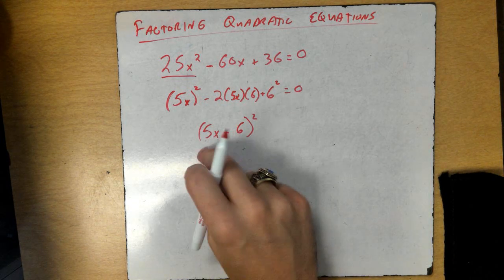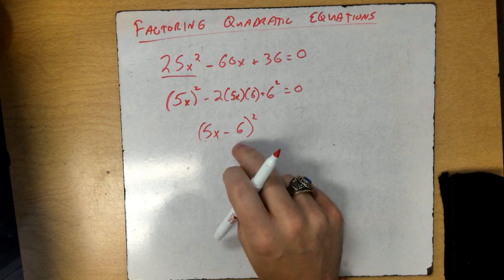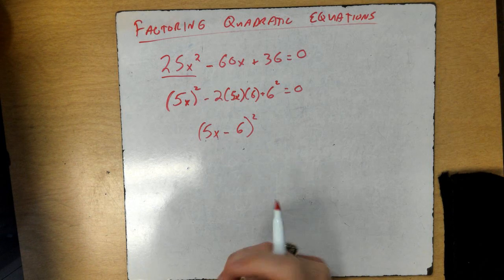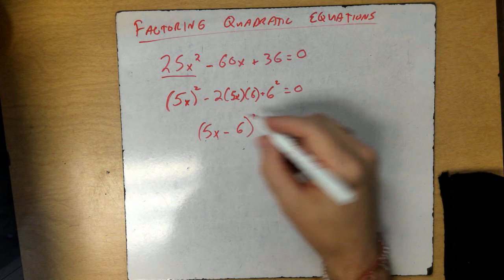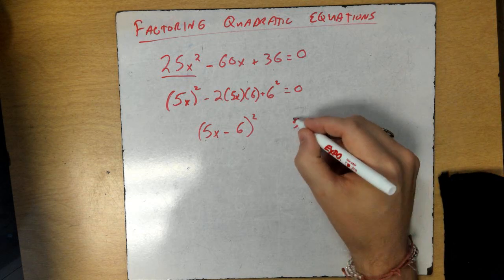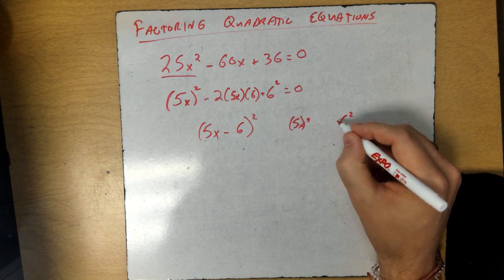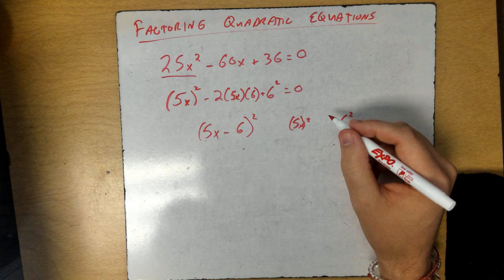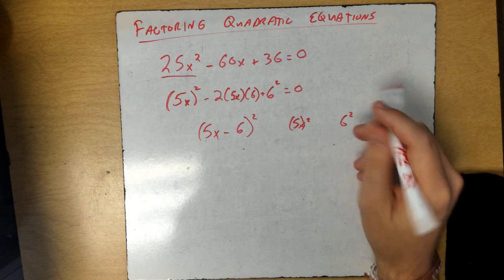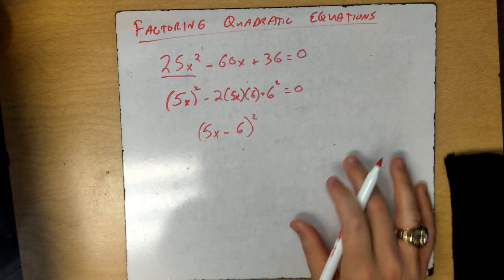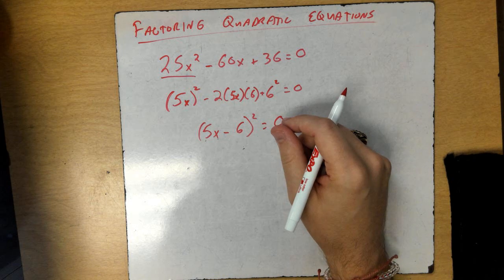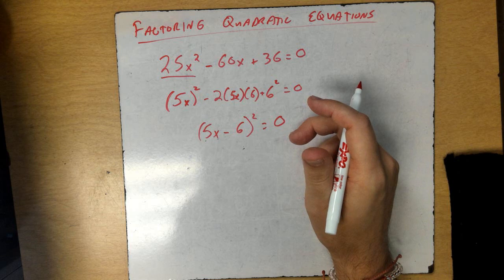Because once again, we're breaking this down. This equals this, okay? Because if you were to factor this out, and you don't have to write this down, but if you look, this square goes to both, right? So 5x squared, 6 squared, and then in the middle, 5 times 6, double that, right? So it all makes sense, okay? And then we have that equal still to 0, okay? So that's how this is going to work out.